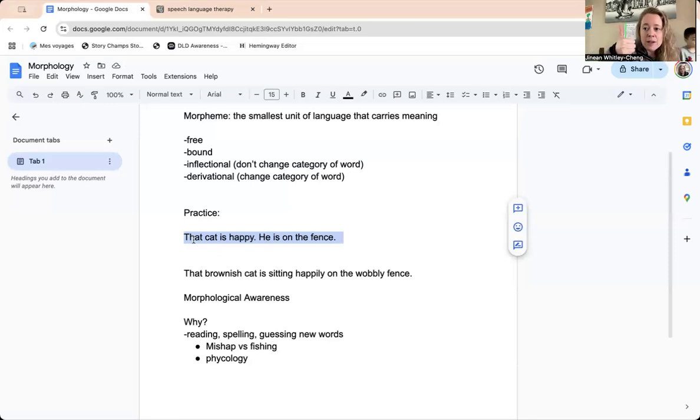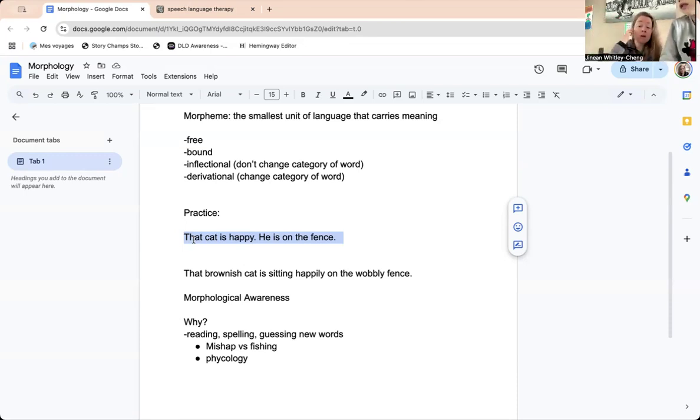So that cat is happy. We can't say hap because hap doesn't mean anything in this case. He is on the fence. We have 9 morphemes in those two sentences.